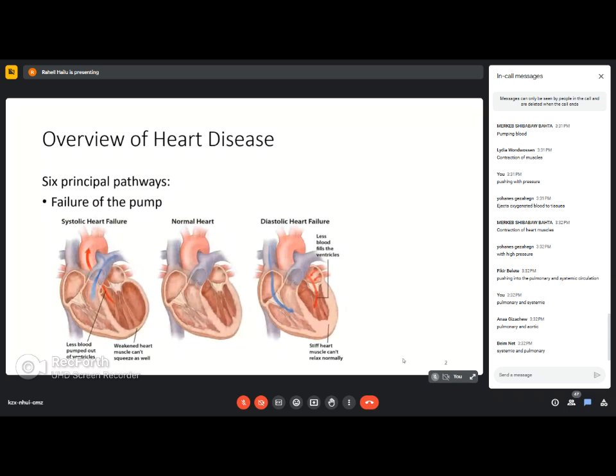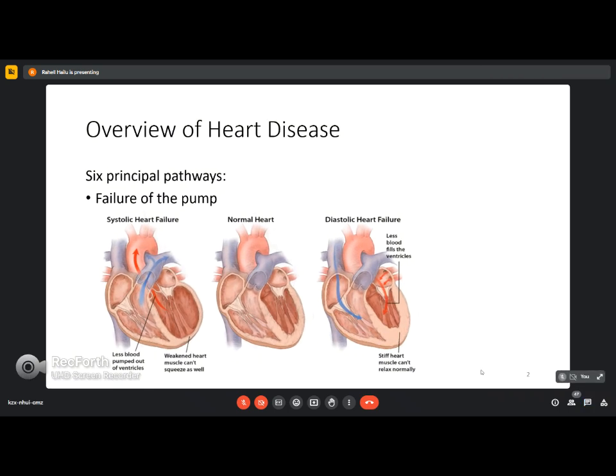So any sort of abnormality in these two functions is usually due to heart muscle problems, okay? But a weakened heart muscle cannot squeeze as well. So cardiac output decreases, and then the right ventricle pump output decreases, depending on which side is involved. But if it is also very stiff, it cannot accommodate the incoming blood. So it does not relax.